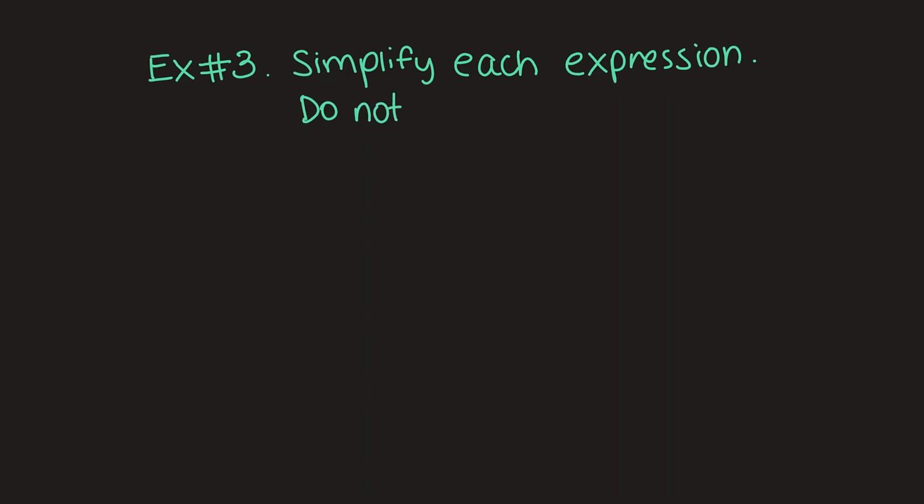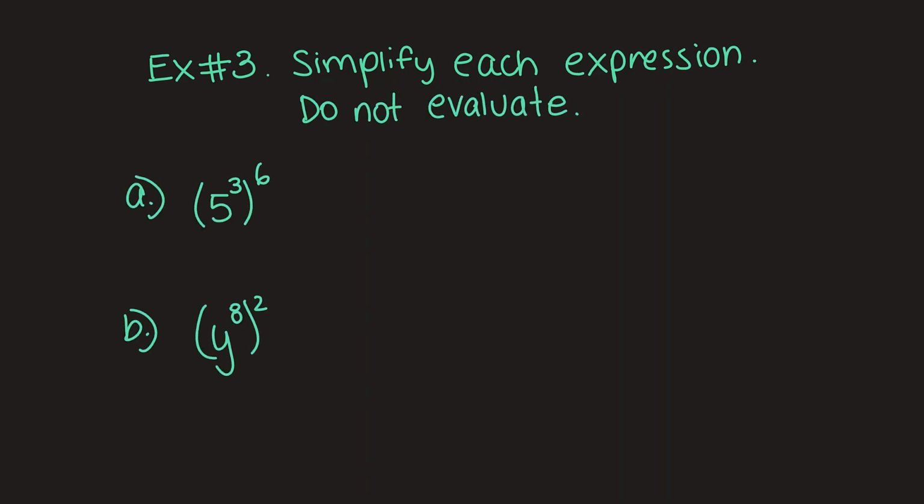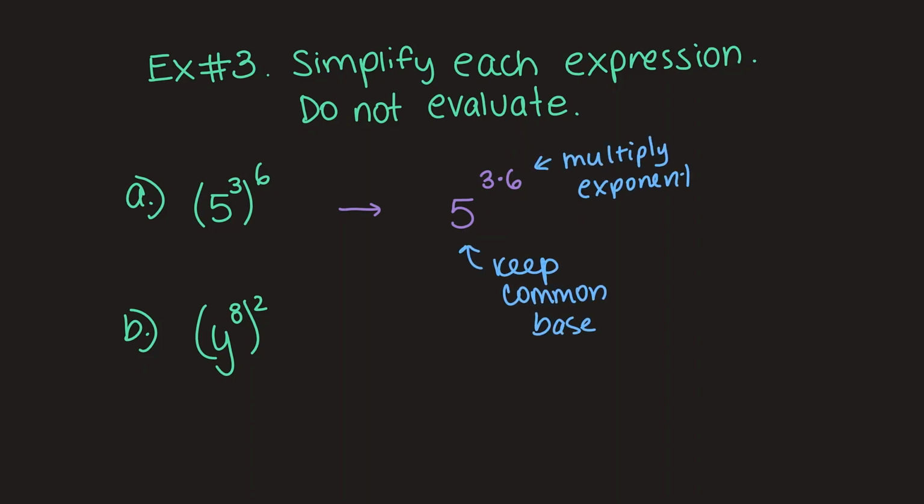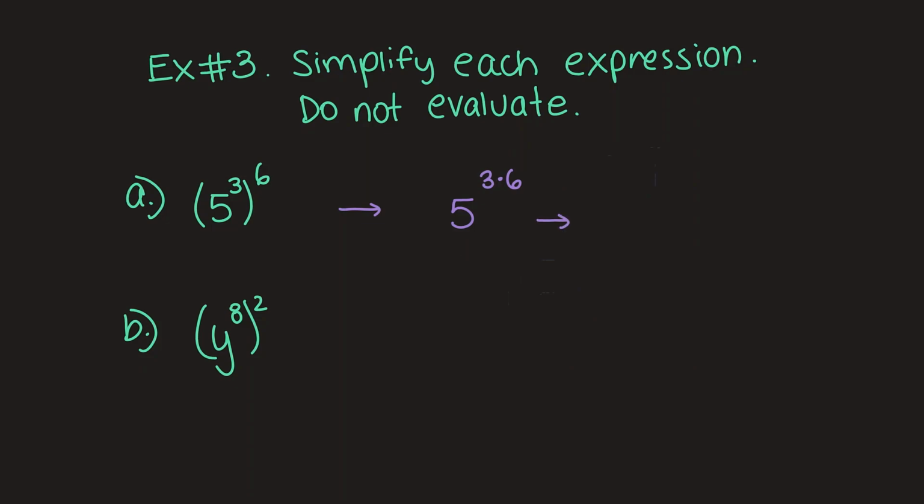So let's try an example. For this, we will apply our power rule since we have an exponential expression raised to a power. So we keep the common base of 5 and multiply the exponents, and this simplifies to 5 to the 18th power. For the next one, we also keep the common base of y and multiply the exponents, and this simplifies to y to the 16th power.